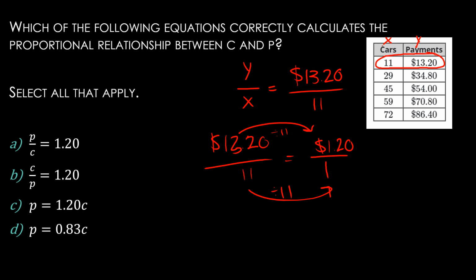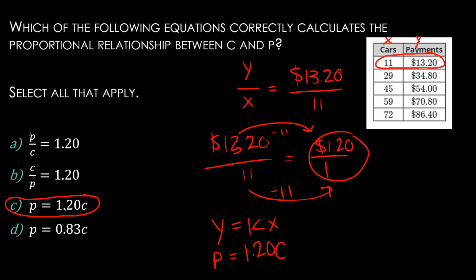Now notice that cars is your x, y equals kx. My y is payments, so that is p. My x is cars, so that is c. And my unit rate k is this right here, so it's going to be 1.20 times c, which is this problem right here.